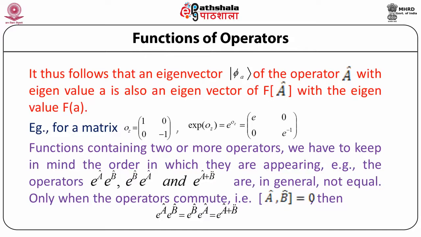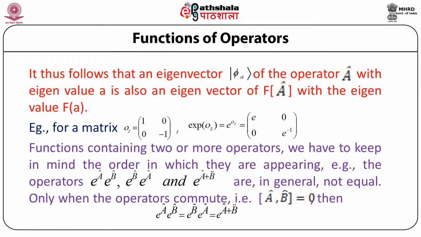Let us take a matrix sigma Z equal to 1, 0, 0, minus 1, which is a 2 cross 2 matrix. Then the exponential of the matrix sigma Z, which is equal to e to the power sigma Z, is given as a matrix, which is again a 2 by 2 matrix of the form e, 0, 0, e to the power minus 1.